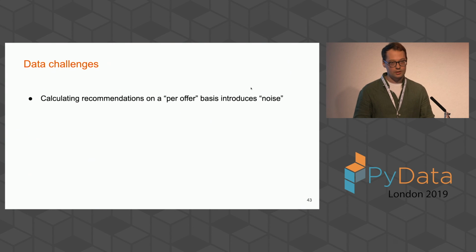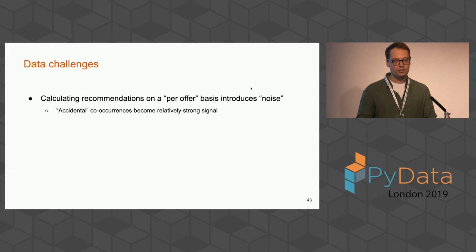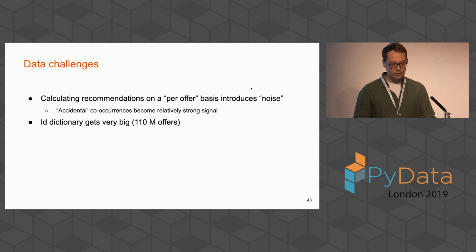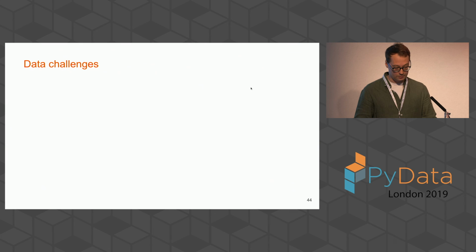The biggest problem is the decrease in the quality of recommendations, because if we recommend on a per offer basis, we get some noise because accidental co-occurrences become relatively strong in the context of a particular seller. Moreover, the data grows big. The dictionary of IDs for which we compute the representations is very large, and it's simply problematic.